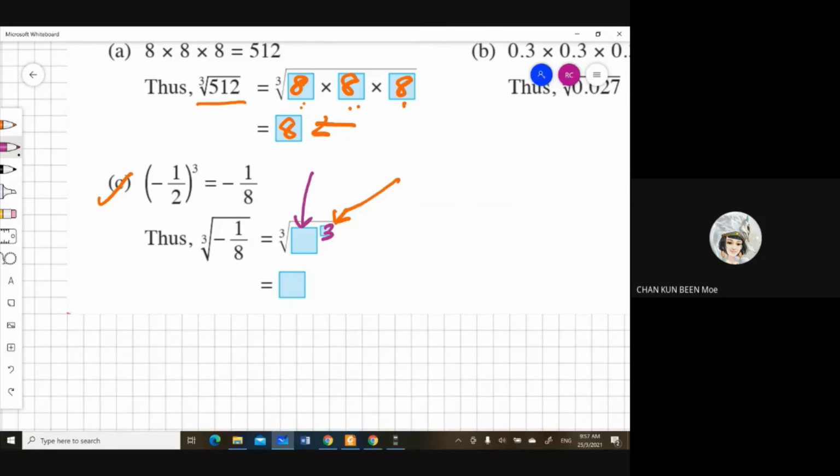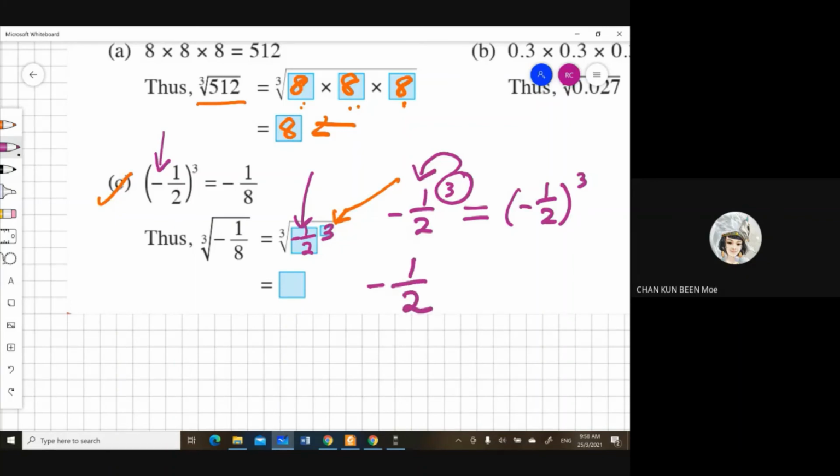Any idea? One over 2. Not only 1 over 2, but then you have to copy the negative, correct? Negative. Yes. And then you can see negative 1 over 2 cubed is not the same as in bracket negative 1 over 2 cubed. Why is it so? Because if you didn't write down the bracket, the cube is just for the numerator only. So no matter how you cube it, the answer will always be negative 1 over 2.